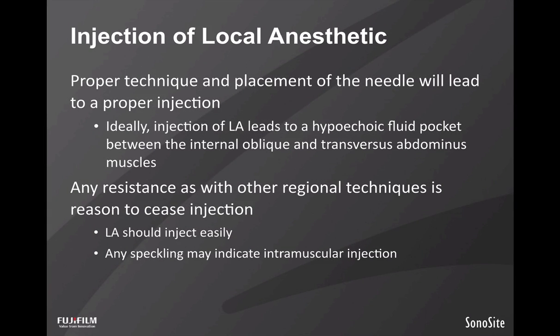So injection of the local anesthetic is obviously very important. The proper technique and placement of the needle will lead to a proper injection. The injection of the local anesthetic needs to provide a hypoechoic fluid pocket between the two muscles we described. And any resistance, as with other regional techniques, is reason to stop that injection. It should inject easily. And speckling indicates an intramuscular injection, as we discussed with the hydrodissection theory. So then we need to either move it cephalad or caudad.